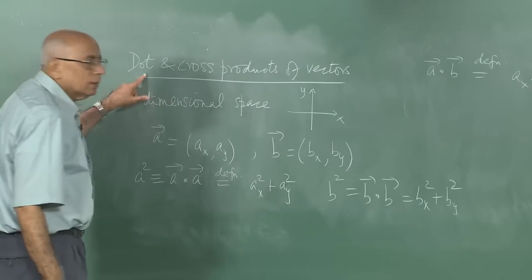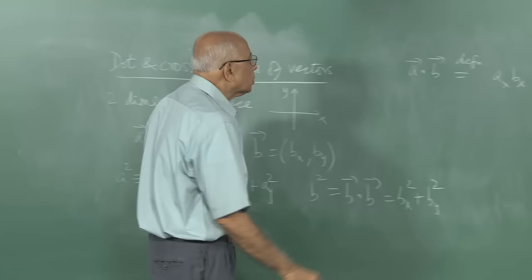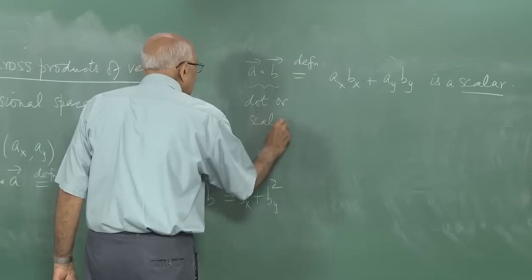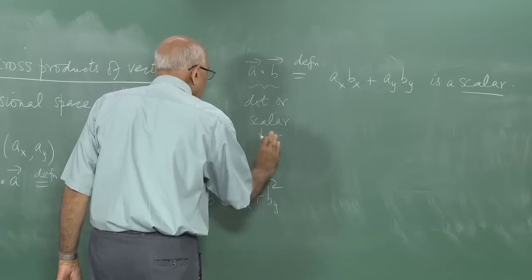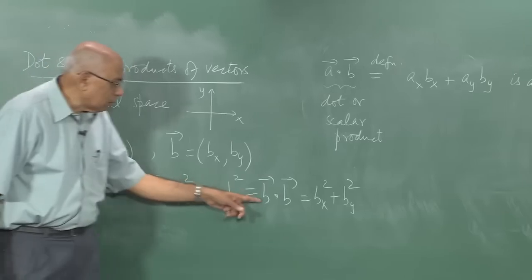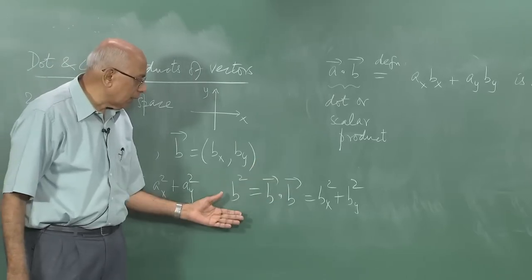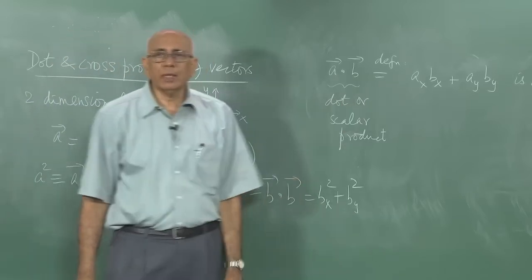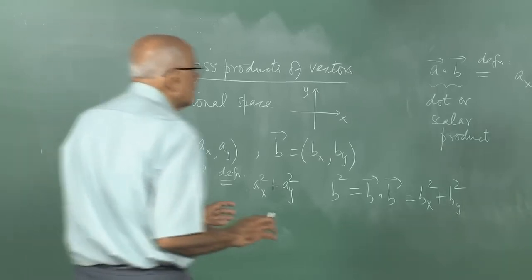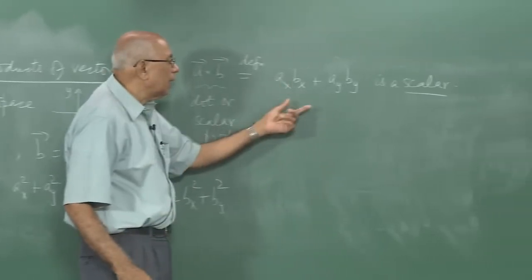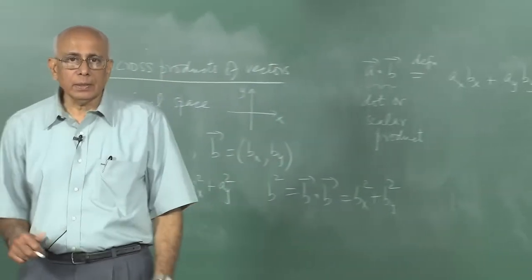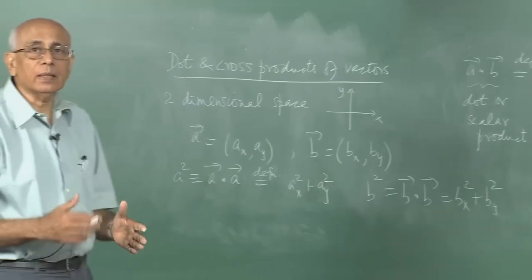So the dot product, which puts a dot between two vectors, is also called a scalar product, dot or scalar product. The dot product of a vector with itself, which is the square of the magnitude of the vector, is a special case of the more general definition that you give me any two vectors and then I form a dot product between them by multiplying like components. So a_x with b_x, a_y with b_y, I sum the two of them, and I get a scalar quantity here. So that is one way of finding a scalar from a vector.